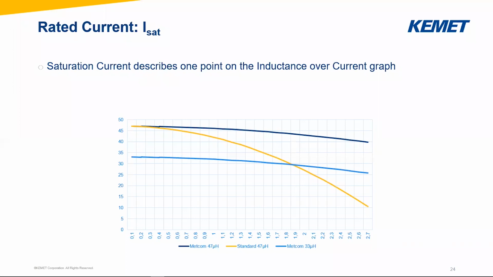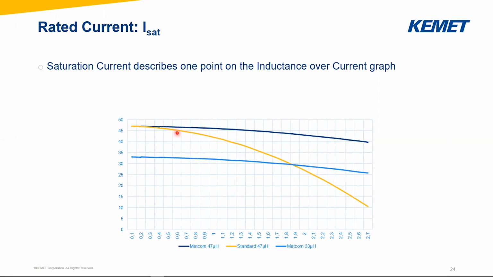And now the saturation current. Again, the saturation current describes one point on the graph, inductance over current. In this example, I have three different inductors. The dark blue is our Metcom 47 microhenry coil, which has a very smooth saturation. It's nearly constant. Then we have the light blue, which is also a Metcom inductor, but only with 33 microhenry. And then I've put here an old component, a standard component with 47 microhenry.